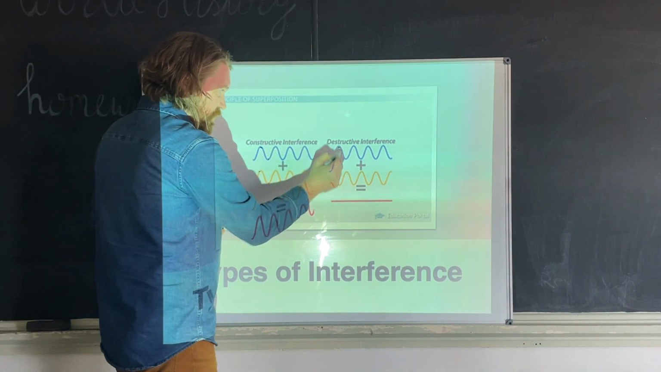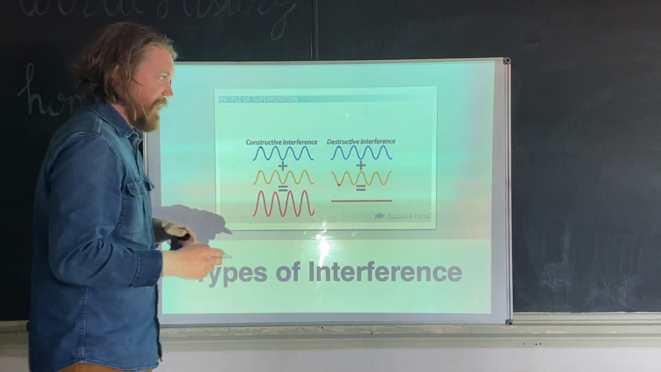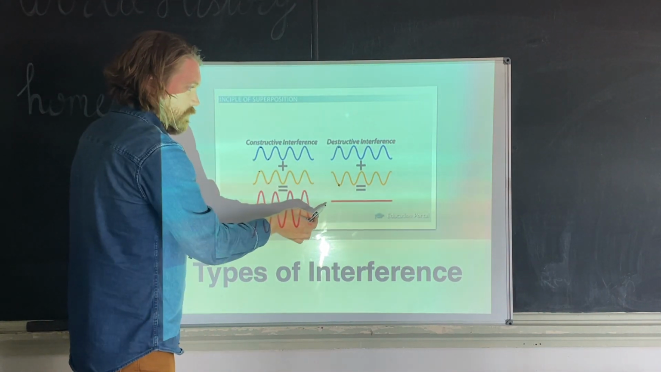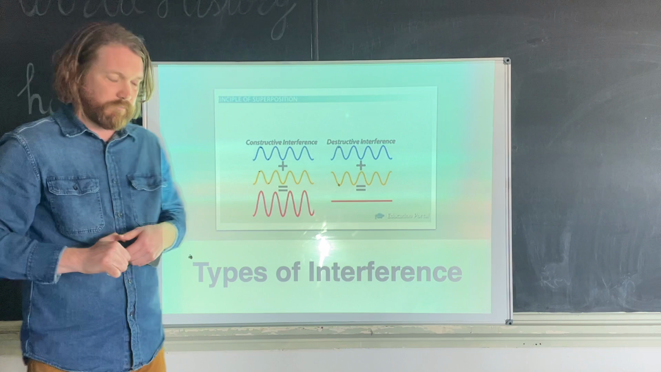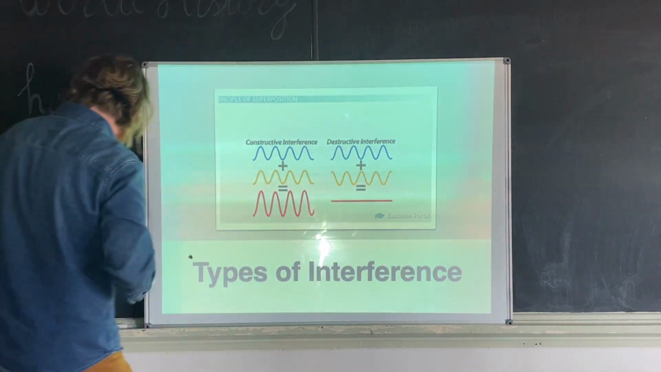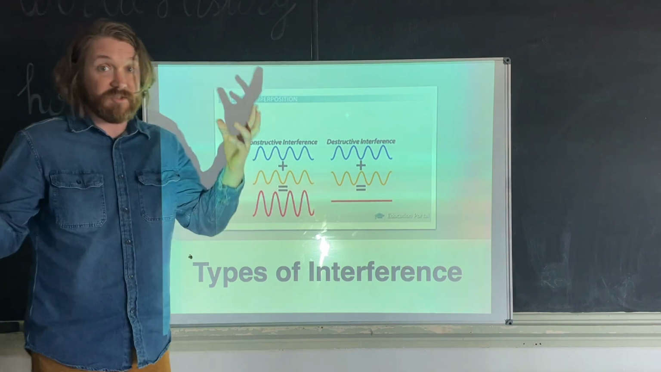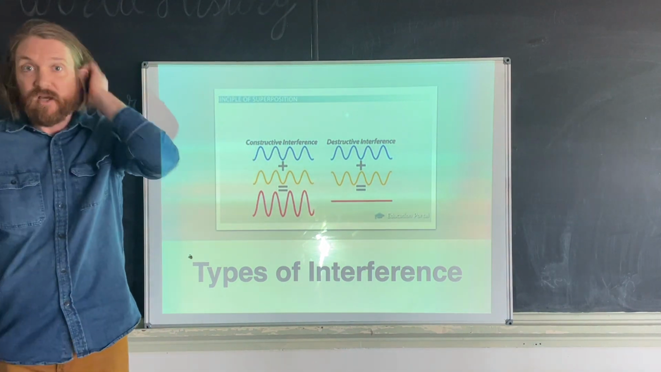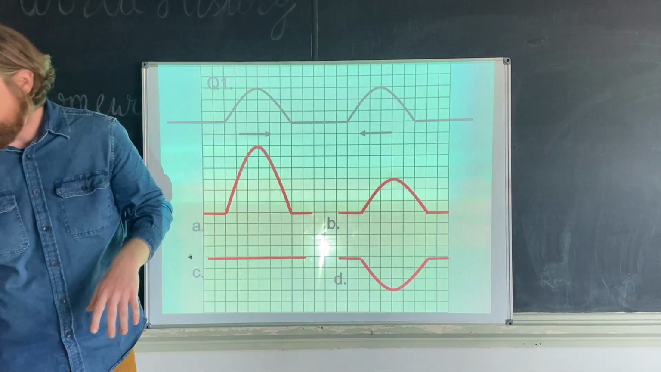Here, the crest of this wave lines up with the trough of that wave, and you get nothing, flat line. And again, this works for music, this works for light, this works for all sorts of things. All right, so let's look at a couple examples real fast.